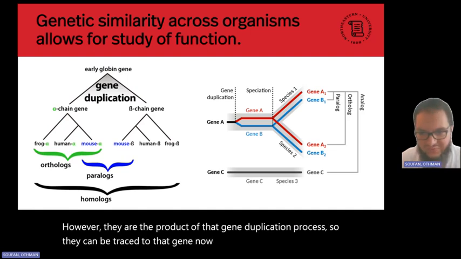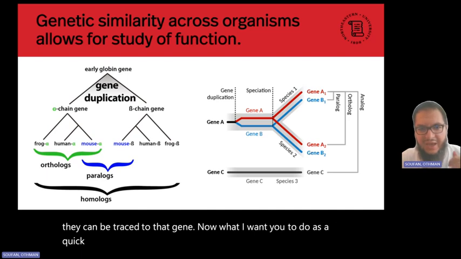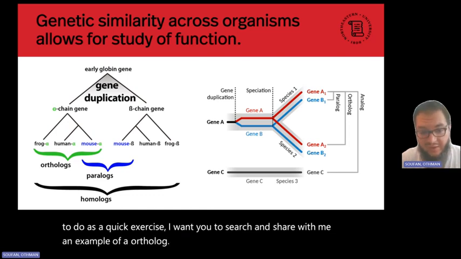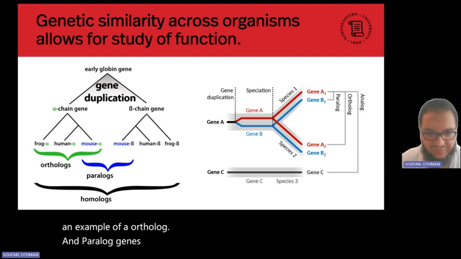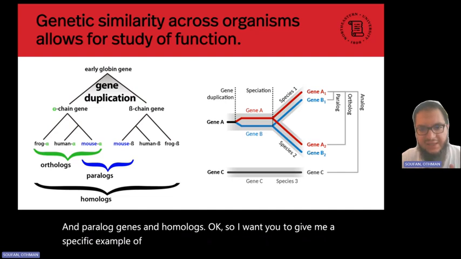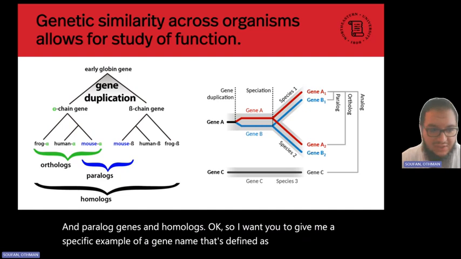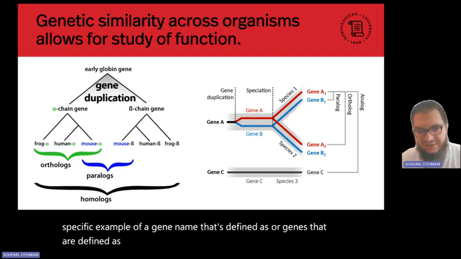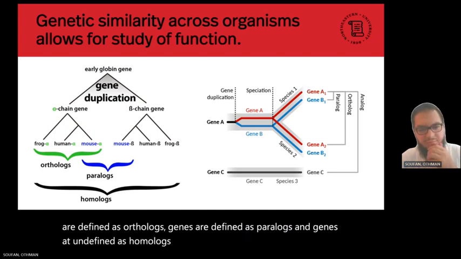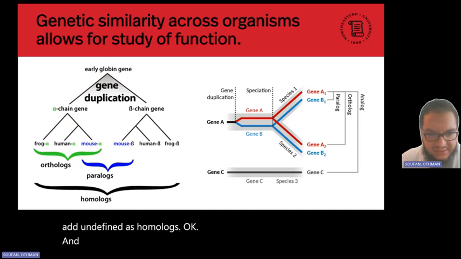Now, as a quick exercise, I want you to search and share with me an example of ortholog and paralog genes and homologs. I want you to give me a specific example of a gene name, or genes, that are defined as orthologs, genes defined as paralogs, and genes defined as homologs. And you would share your answer with me.